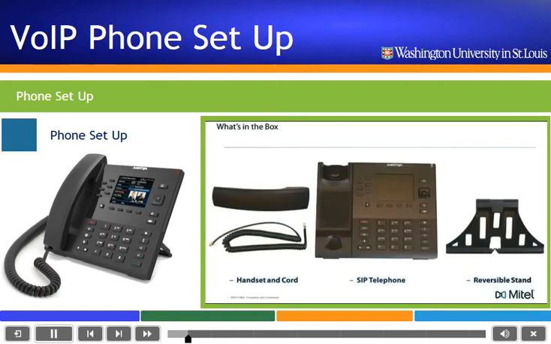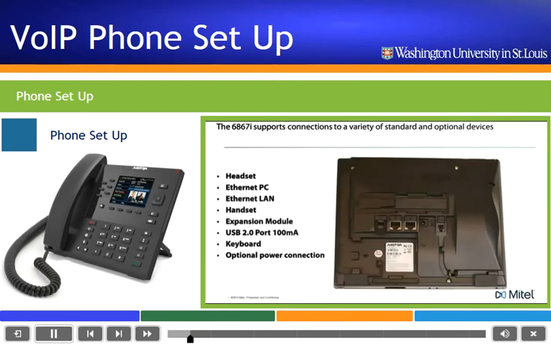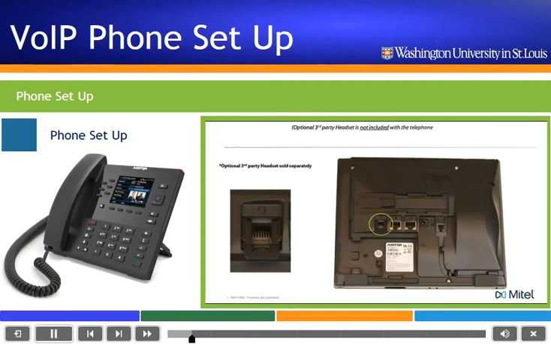When you order one of these SIP telephones, inside the box you'll find the telephone, a handset and cord, and a reversible stand. Now let's turn the phone over and look at the bottom of the phone. There are 7 connectors, or jacks, on the bottom of the phone, and one optional power connection. The first connector is a headset connector. Here you would connect a headset with an RJ9 or RJ22 4-pin connector.